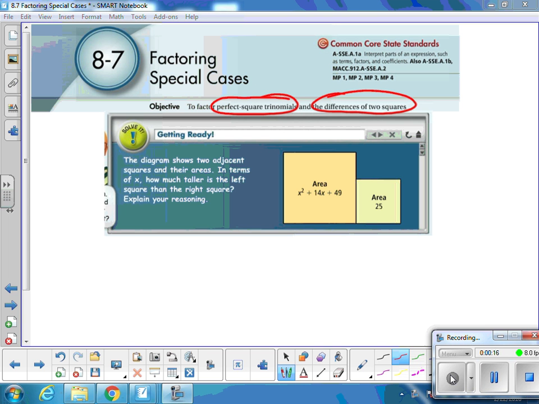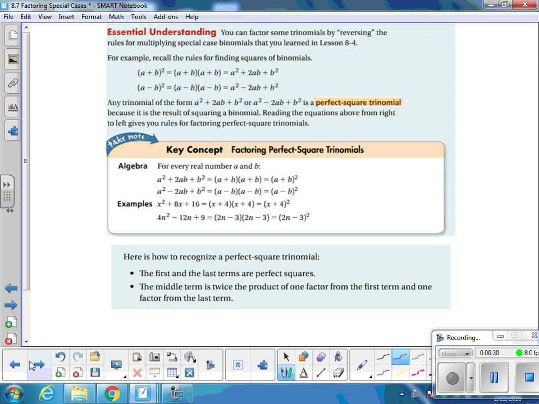You can use this if you have an area of this square and you have an area of this square, and use factoring perfect square trinomials and the difference of that to find out how much taller the left square is. And we're going to practice that a little bit.